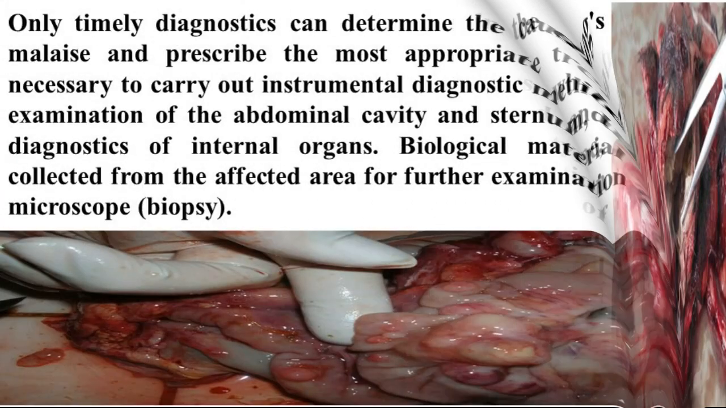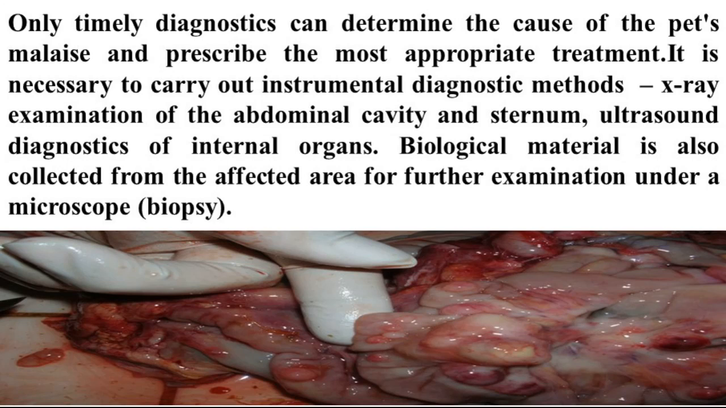Next. Timely diagnostics can determine the cause of the pet's malaise and prescribe the most appropriate treatment. It's necessary to carry out instrumental diagnostic methods: X-ray examination of the abdominal cavity and sternum, ultrasound diagnostics of internal organs. Biological material is also collected from the area for further examination under a microscope. Biopsy.